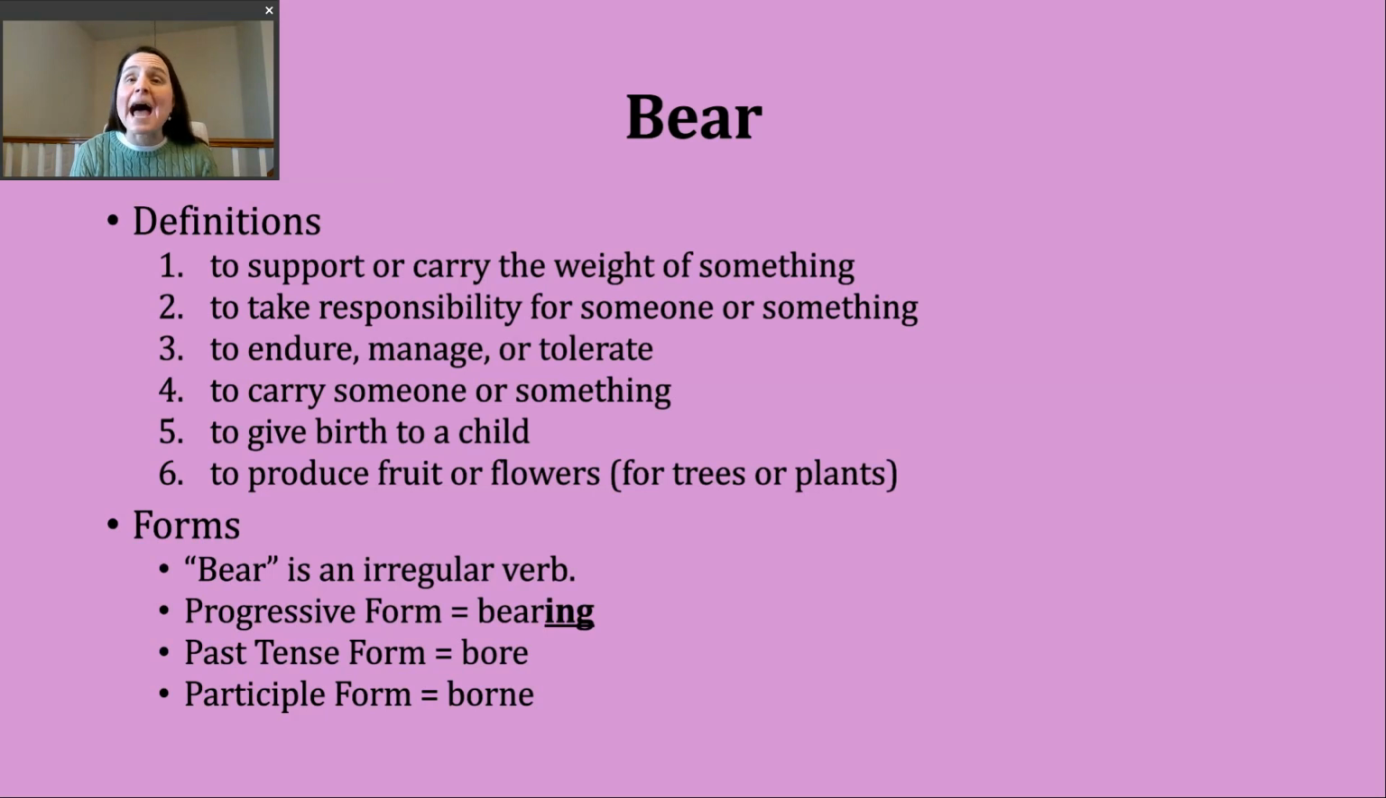You should know that bear is an irregular verb. To make the progressive form of our verb, all we need to do is add ing to form bearing. But we're going to have spelling changes for both the past tense and the participle forms of this verb. The past tense form is spelled B-O-R-E and it's pronounced bore. Bore. And then the participle form of our verb is going to be spelled B-O-R-N-E and pronounced born.